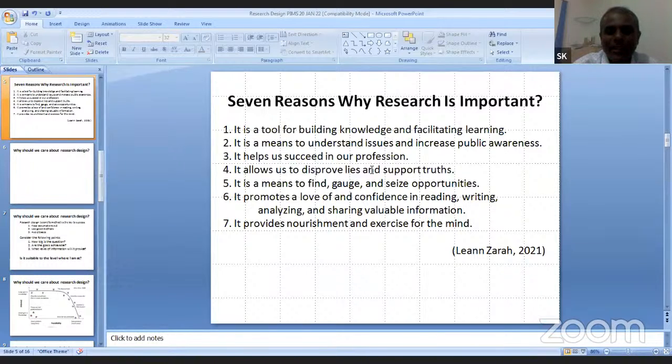Of course, being analytical is part of doing research. And most important is sharing valuable information to disseminate the knowledge, disseminate what we have learned through our research, whether it is experiment-based or simply observation-based.